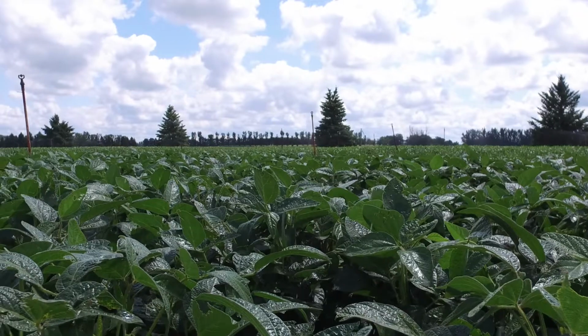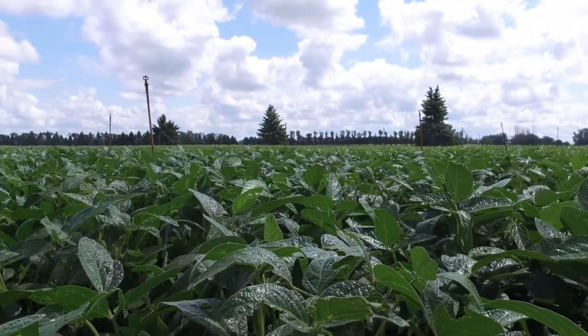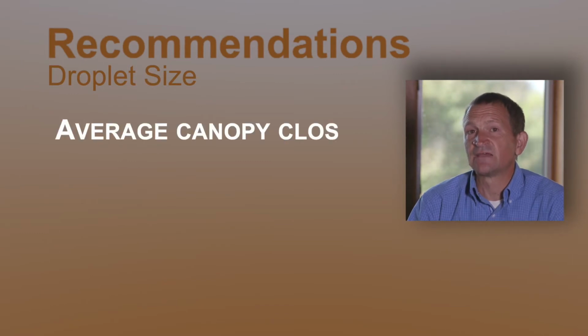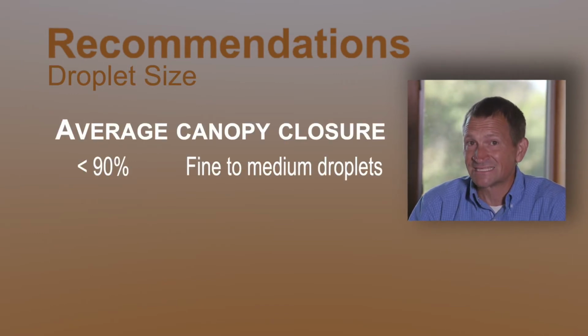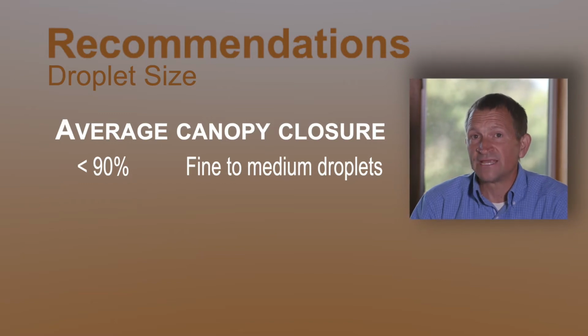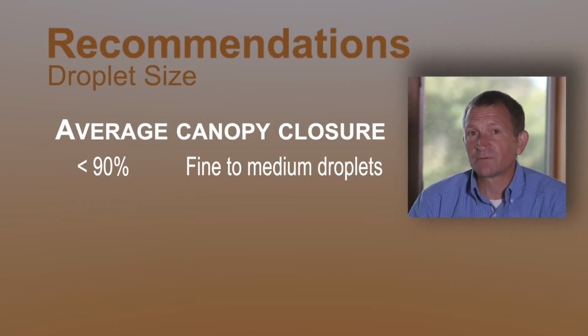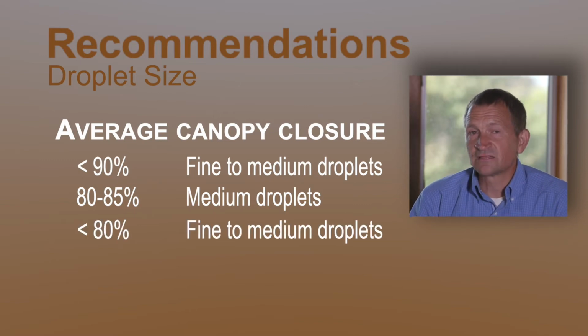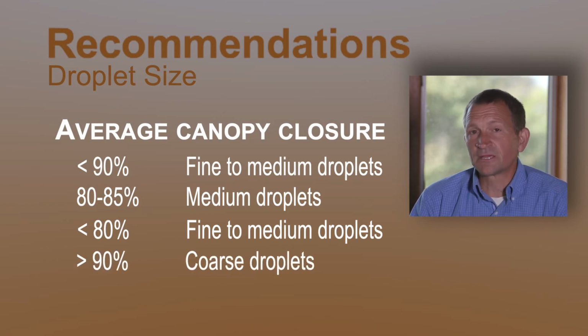All fungicide applications need to be made relative to canopy characteristics. Our research with TJET tips indicates that if the average canopy closure is less than 90%, you need to apply with fine to medium droplets, with the droplet size calibrated to the amount of canopy closure. Okay? If it's 85% canopy closure, use medium droplets. Less than 80% canopy closure, use fine to medium droplets. If the canopy closure on average is more than 90%, use coarse droplets with TJET tips.